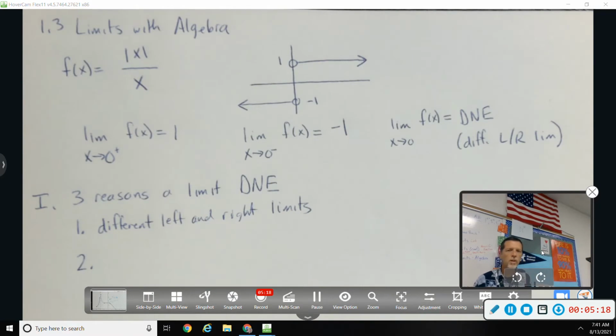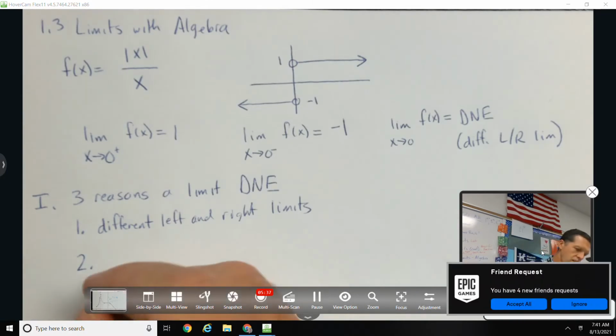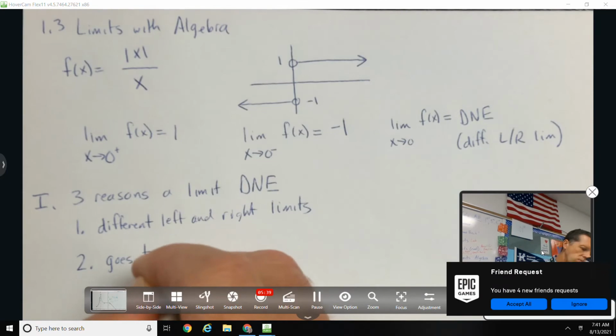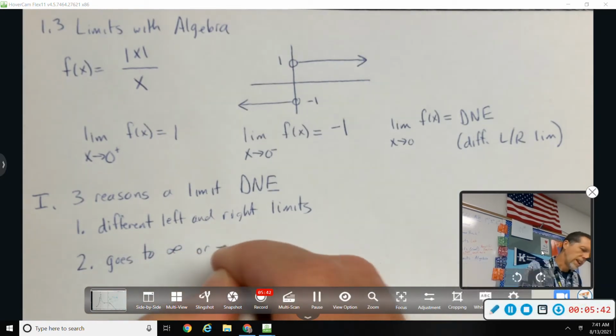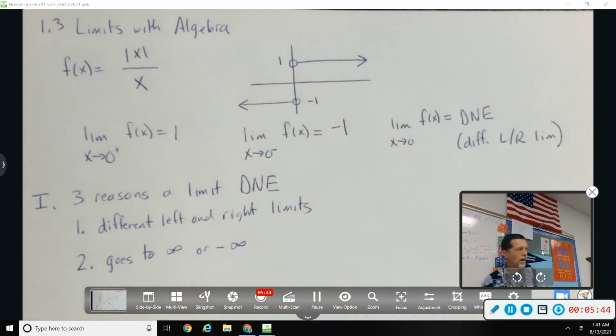Do you remember from yesterday or day before a different reason why a limit doesn't exist? But a limit can exist if there's a hole. So it's not a hole. It goes off to infinity. It goes to infinity or negative infinity. And you really don't even have to specify which one. Like you just mean it goes on forever one way or the other. That means there's not a limit there.